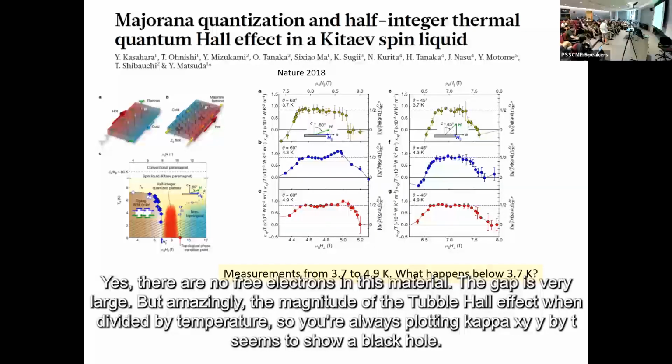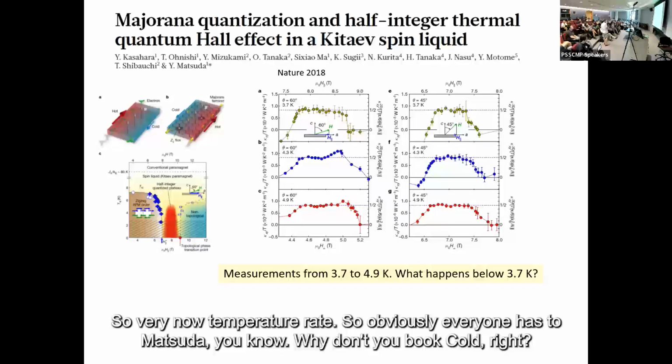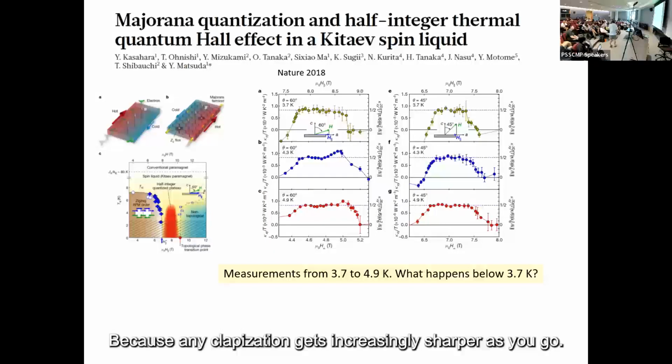But amazingly, the magnitude of the thermal Hall effect, when divided by temperature, so you're always plotting kappa xy divided by T, seems to show a plateau. But only in a very restricted range in field. Here it's from 7 to 9 Tesla. And temperature is between roughly 3.5 to 5 Kelvin. So a very narrow temperature range. So obviously, everyone asked Matsuda, why don't you go colder, right? Because any quantization gets increasingly sharper as you go colder.